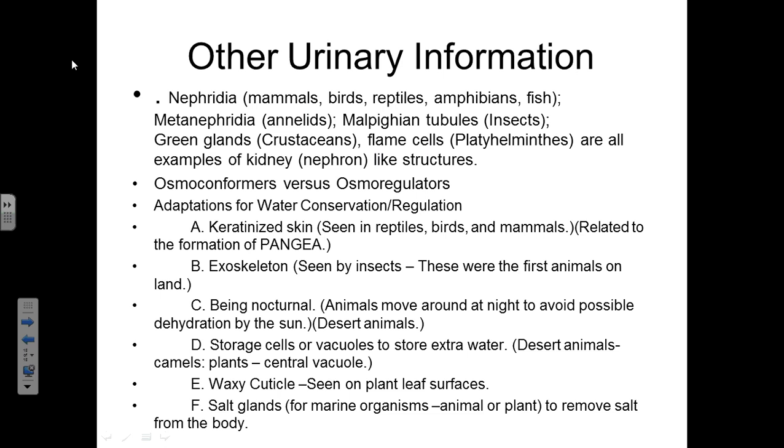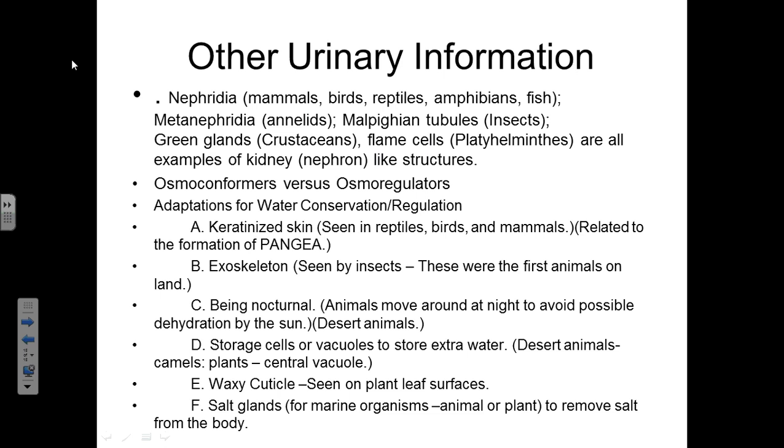A lot of organisms have storage cells or vacuoles to hold water. What's the most famous example of that? Something that has vacuoles. Well, camels, that's not really a vacuole, but what's the big vacuole we talked about over and over again in this class? What cells have the big old vacuole in the middle? Plants, right? Plants have a big central vacuole to store water. But there are some desert animals, like camels, that have places to store water. That's true. The waxy cuticle, which we know is on plants, acts like a coat of skin, essentially.